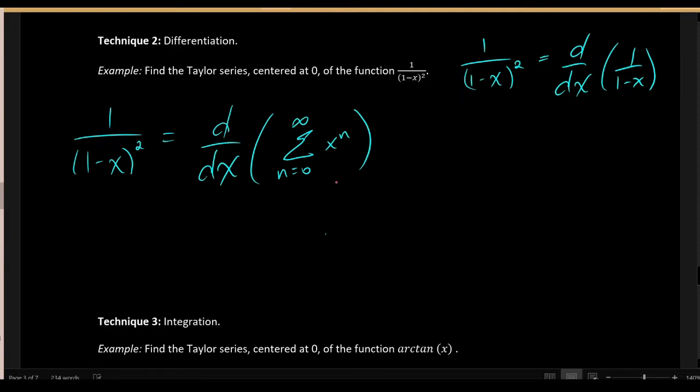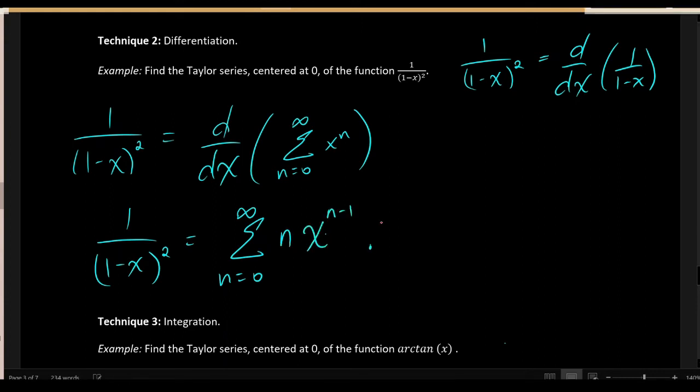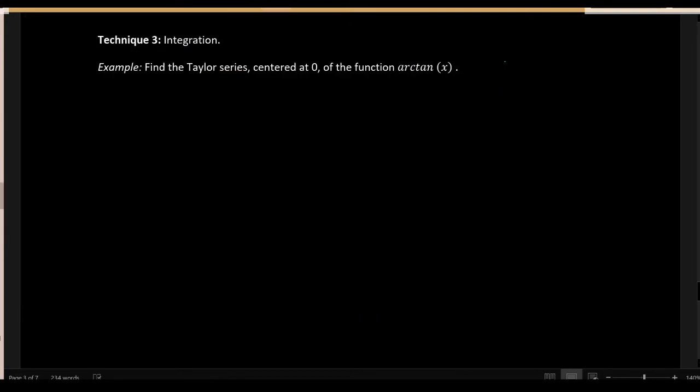So just using power rule here, the series for 1 over 1 minus x quantity squared can be found by summing from 0 to infinity the quantity that we get by multiplying by n x to the power n minus 1 as just a result of sum and power rule. Finally, potentially the most complicated example, we can also get Taylor series from functions by integrating series that we have already obtained.